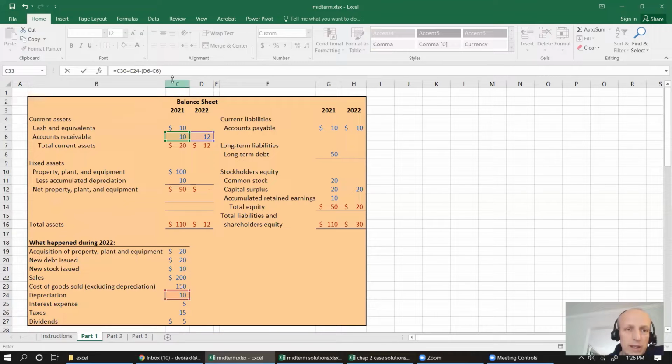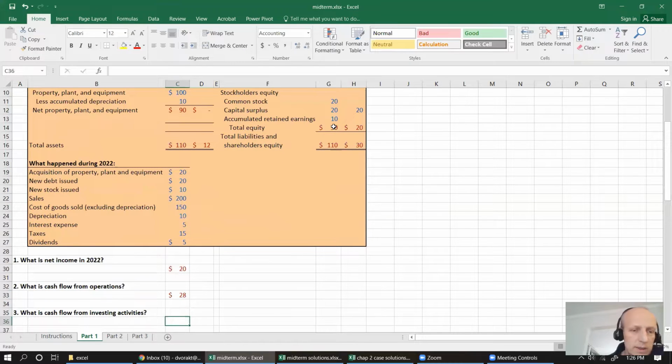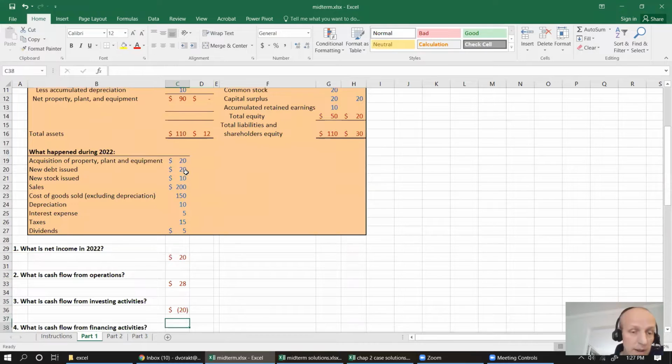And to that, we can add the increase in accounts payable. Now, accounts payable here didn't change, so it's not going to make any difference, but let's put it in as a formula nonetheless. And that should give us cash flow from operations. What's the cash flow from investing activities? Well, there's only one investing activity, which was an acquisition of property, plant, and equipment worth $2. Now, acquisition, that's going to be a negative cash flow because that costs money.